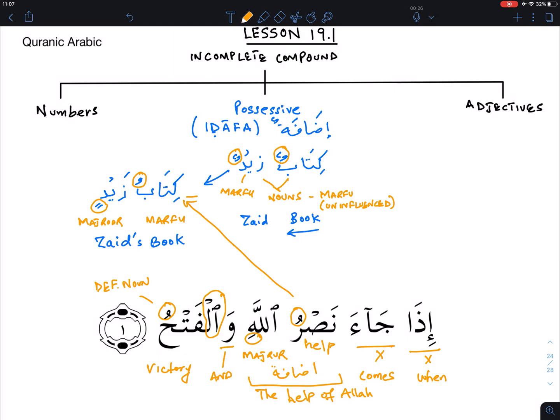Okay, Nasrullahi, help of Allah, right? And Kitabullahi, Rahmatullahi, Baytullahi, that construction of a word that's marfu, as I said in the examples. Kitab is marfu and Zaydun is majroor. So it's this relationship of these two words, their states and how they're coming, that you have to focus on, and they have to be two nouns coming like that.